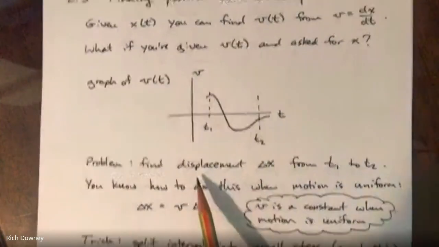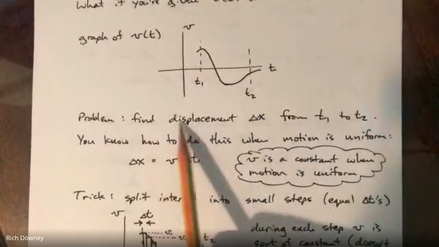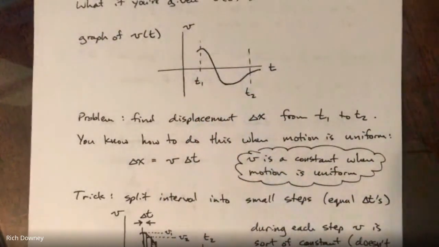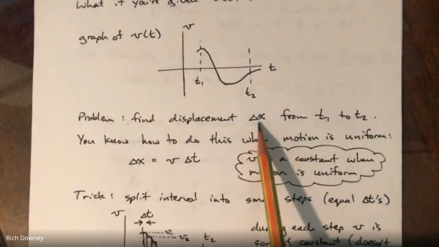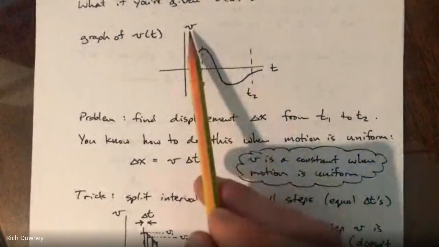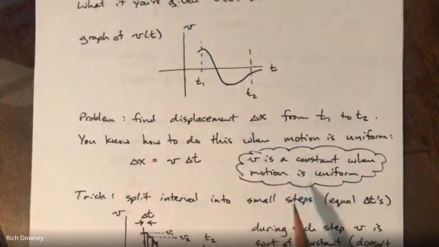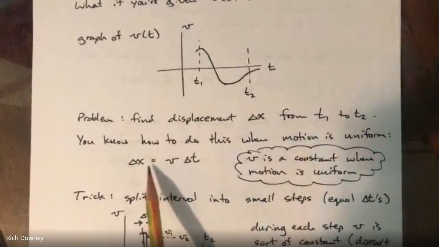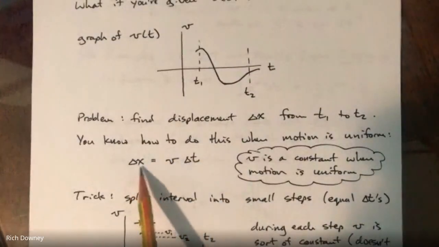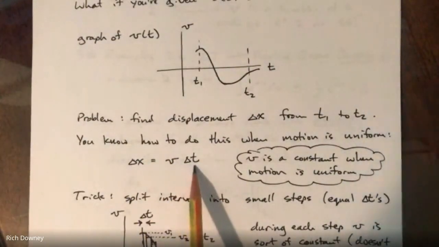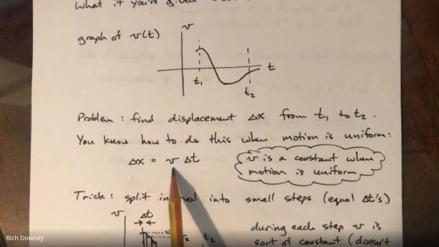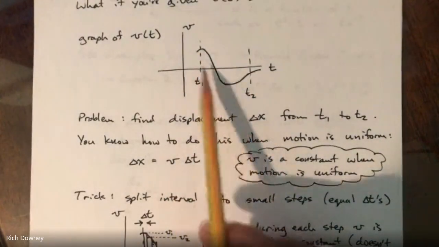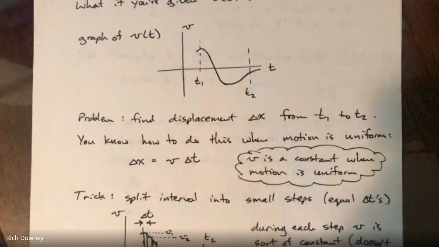So the problem here that you might be asked is to find the displacement over this time interval from t1 to t2. So what is the delta x? Well, there's no x in here. All we're given is v. How are we going to find x? Well, if the motion was uniform, we would know how to do that because we already derived this. Delta x is v times delta t. That works if v is a constant. But here we have non-uniform motion. Clearly v is not a constant. It's all over the place.